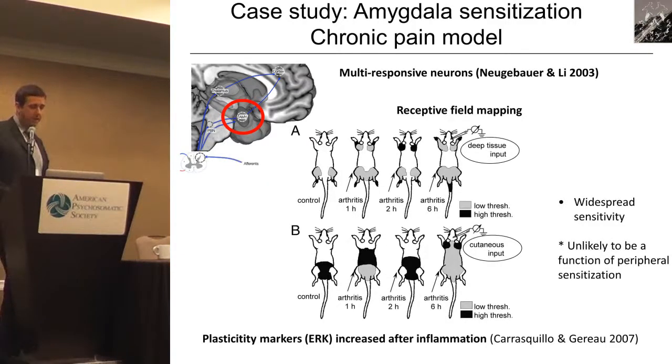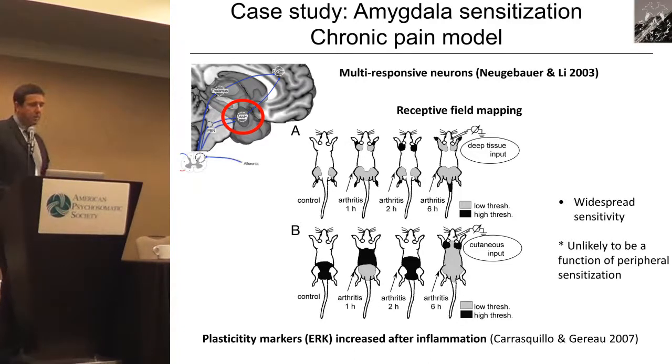So to me, that's a very consistent story. It's unlikely to be a function just of peripheral sensitization. It's really an example where it's probably brain plasticity that's driving that response. And interestingly, in the series by Yarmar, Carasquillo, and colleagues, plasticity markers, ERK is one such marker, is increased after inflammation in the right amygdala. And it appears to be both necessary and sufficient to drive pain behavior in their studies.